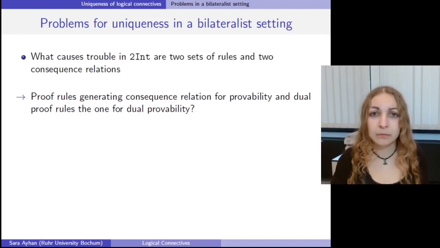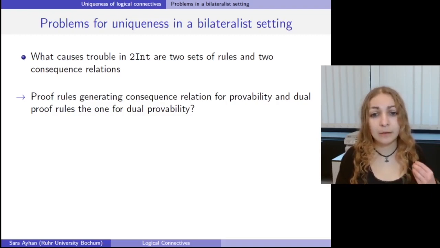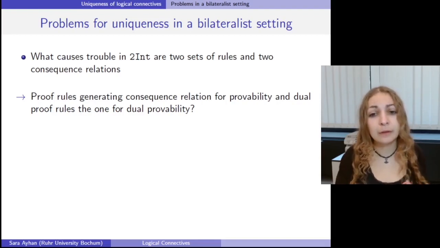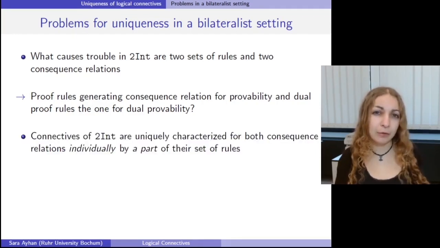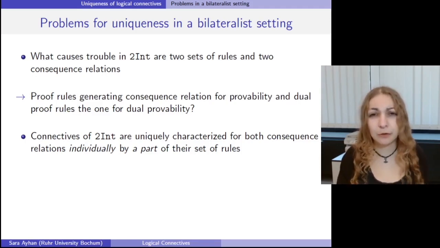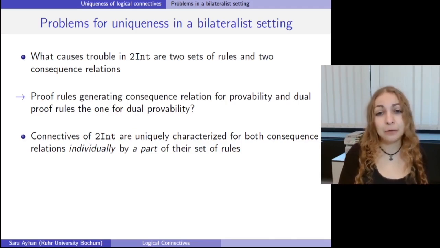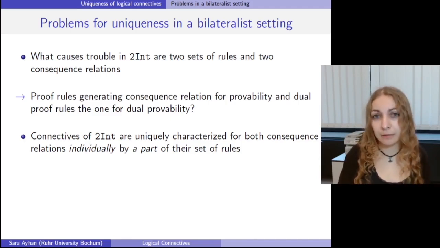And now we could be thinking about this as the proof rules generating the consequence relation for provability, and the dual proof rules generating the one for dual provability. The thing is then that we can show basically the opposite of what we showed for Plonk and Plink. There, the one rule that defined the connective was not enough to make sure that it is a unique connective. Here, the connectives of 2int are basically already uniquely characterized for both consequence relations individually by only a part of their set of rules.